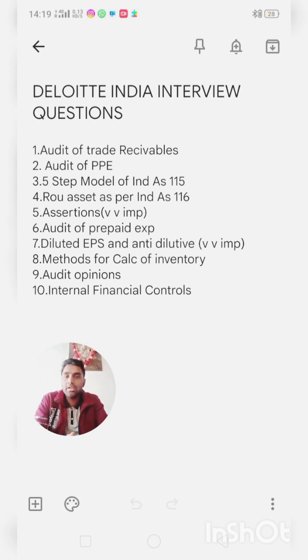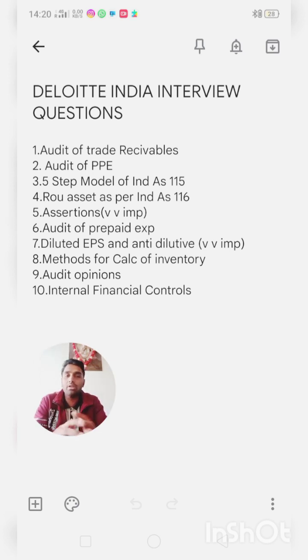After that, they are going to cover methods of calculation of inventory, how you can calculate the inventory, and what type of opinions you need to form while doing the physical audit of the inventory. You need to refer to the relevant standards on auditing for that part. After that, they may ask you about audit opinions.